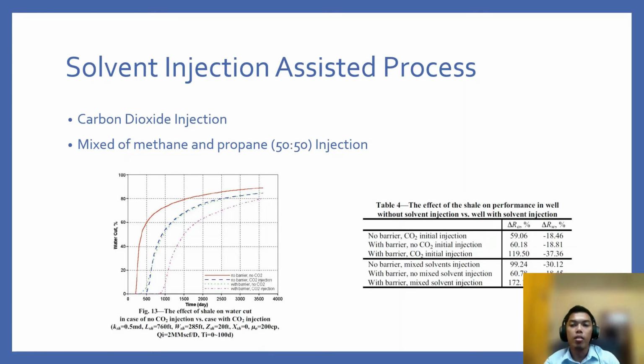And then we have methane and propane, which is a hydrocarbon vapor. Through methane and propane injection, the oil production increased 2.72 times higher. This happened through the process of diluting the heavy oil and making it easy to mobilize. Compared with CO2, this mixed solvent injection process, methane and propane, can achieve a higher oil recovery even at less injection volume, and it is also less expensive.